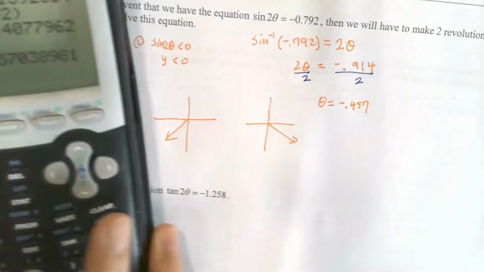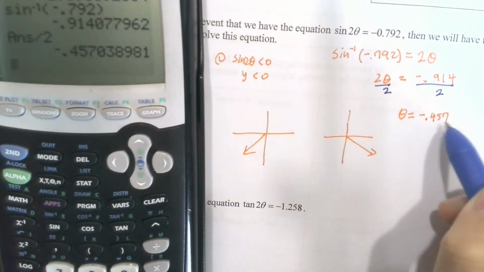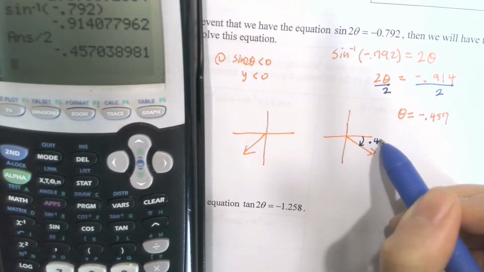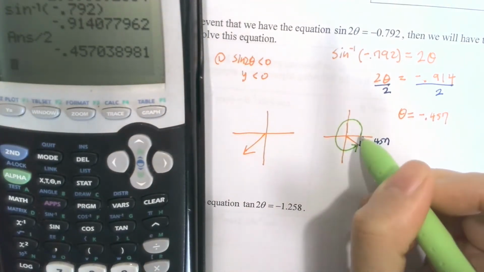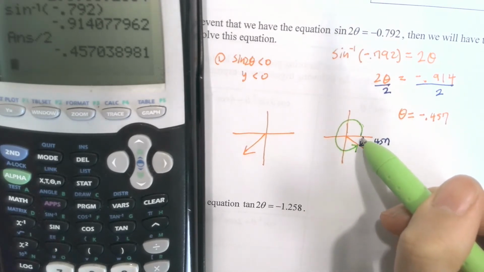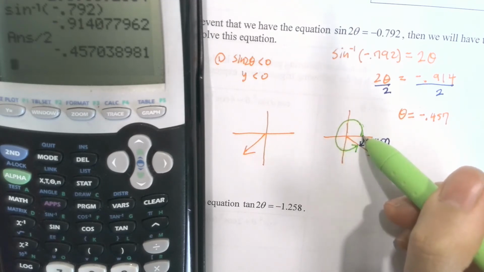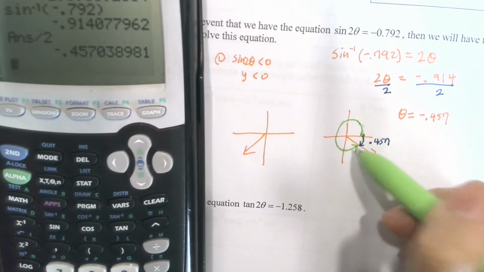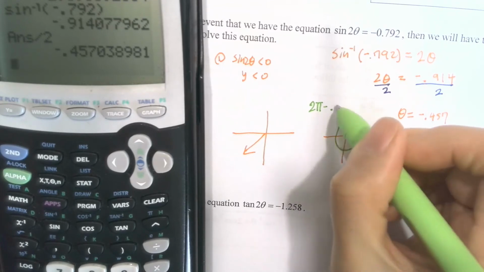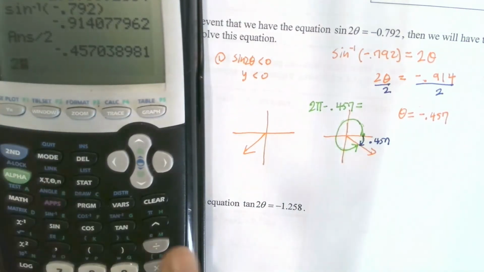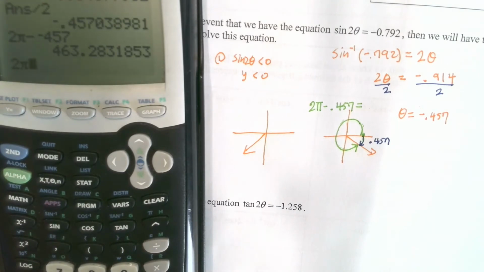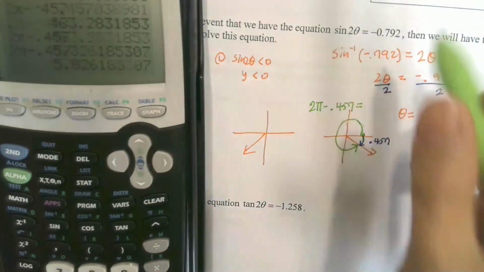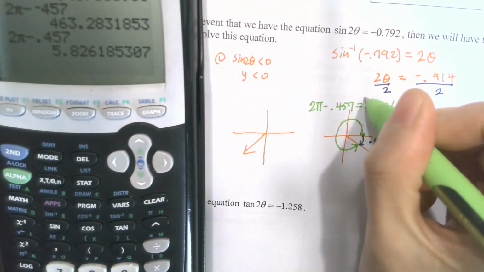Alright, so where is negative 0.457? Since it's a negative angle, we go clockwise. So this much is 0.457. We are trying to find the positive angle going the counterclockwise direction, this much. So how would I find the green angle? If it's in degrees, we do 360 minus the reference angle. However, this is radians, so instead of 360, we do 2 pi minus 0.457, to get 5.826 as one of the angles.